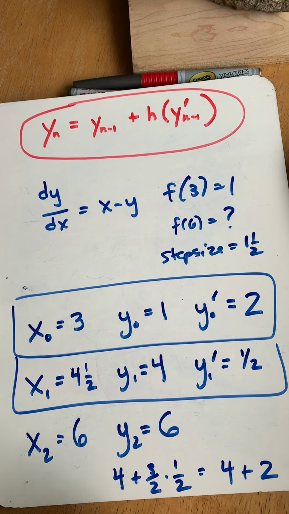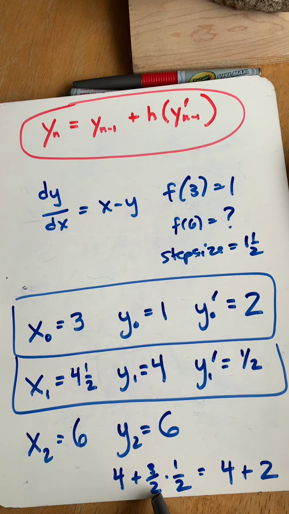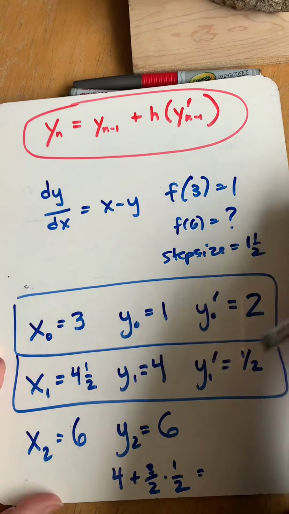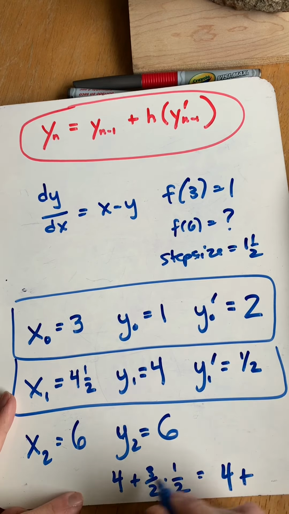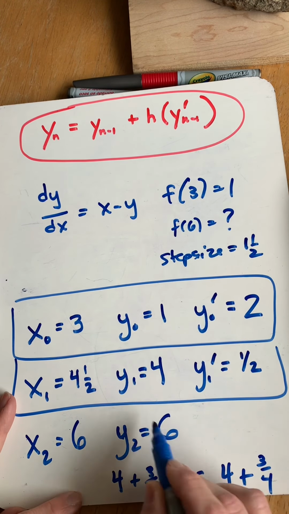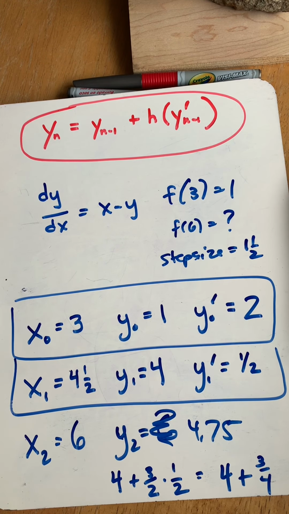Oh, my gosh. What did I do wrong? The y that came before plus the step size times the derivative that came before. Ah, dang it. Sorry. I'm not redoing this video. I don't care. I mean, I care, but I'm not redoing it. 4 plus, I added them wrong, it's 3/4. So 4 3/4, 4.75. Hopefully you already knew I was wrong and you were just yelling at the screen.